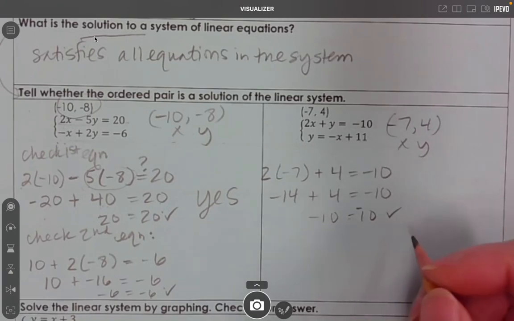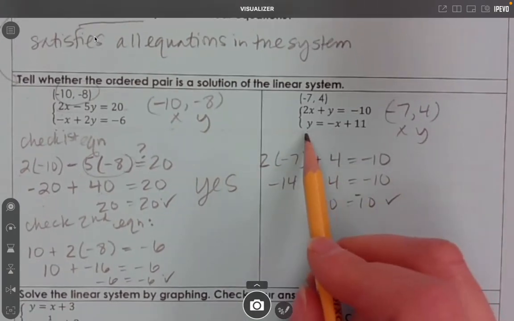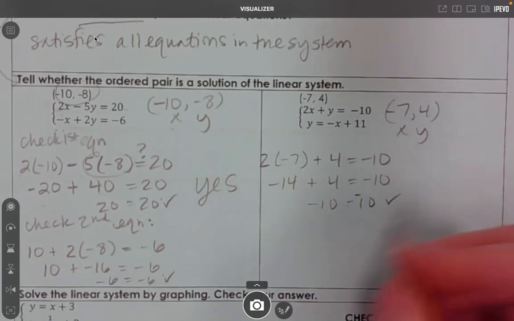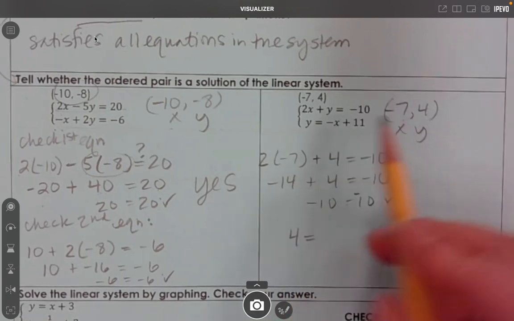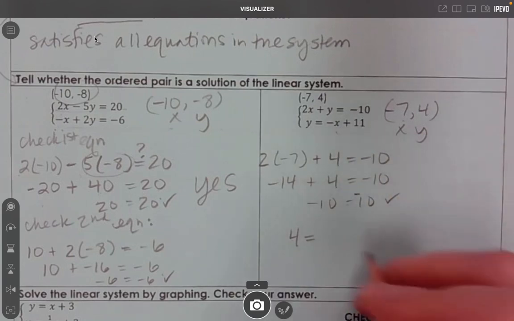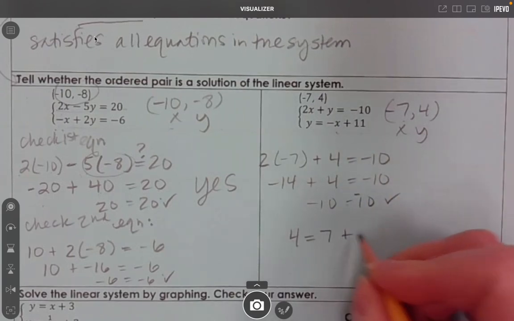All right, so then let's check the second equation. This one says y equals negative x plus 4. So my y is 4. Negative x, well, x is already a negative 7. So again, if it says negative x, I'm going to have to make it a positive 7 plus 11.